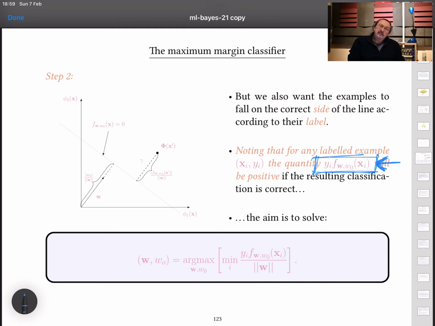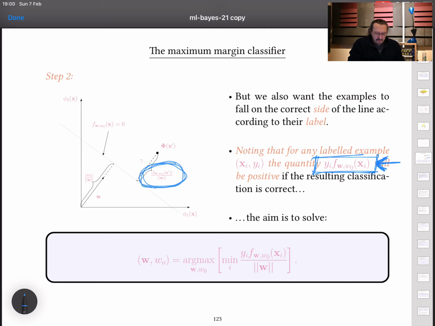And so, having set up that little piece of notational trickery, what we have in the box here is one way of formulating the idea of the maximum margin classifier. We are trying to maximize over settings of the weights and the bias. What's in the brackets here? Well, this is the important quantity geometrically.